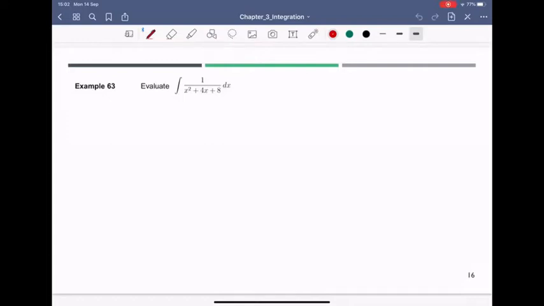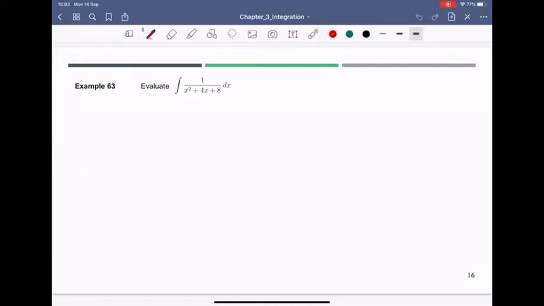So let's look at example 63. I want you to integrate 1 over x squared plus 4x plus 8 dx. If you remember from last time, I told you that integration is not easy because we don't have the product rule or the quotient rule for integration. The thing that we have in our hand now is the substitution rule. So our idea is we are trying to simplify this into something we know how to integrate.